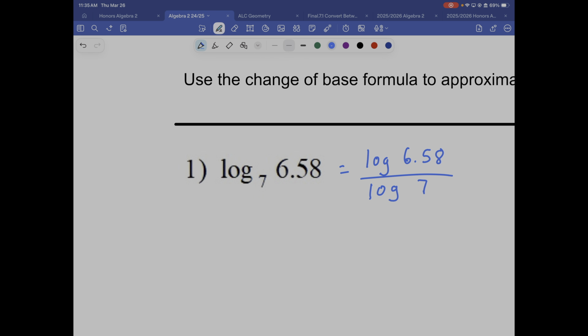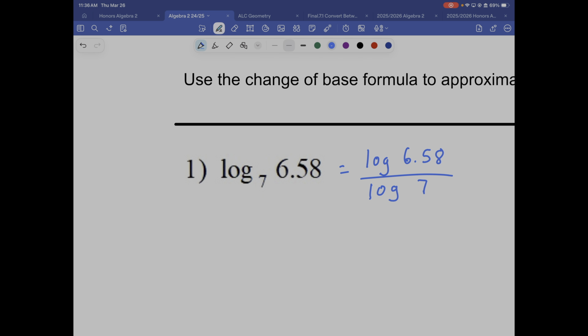Base is on the bottom. Okay, so now you grab your calculators and you go log 6.58, close parentheses, divided by log 7, close the parentheses, and you have your solution. We're going to round it to the fourth significant digit.